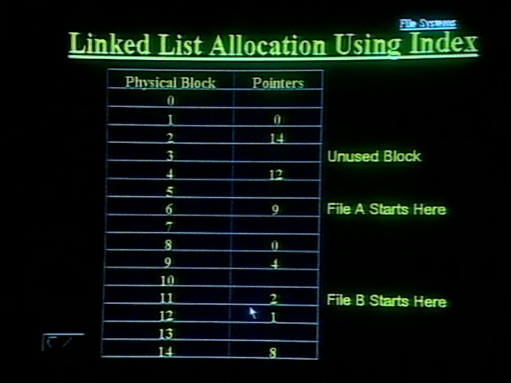closes. Similarly, we see our file B starts from block 11, and we have a pointer to block 2. From 2 we have a pointer to 14. From 14 we have a pointer to 8, and from 8 we have no pointer. 0 means that our file ends here. It means our file B occupies block 11, block 2, block 14, block 8, and at block 8 our file closes.